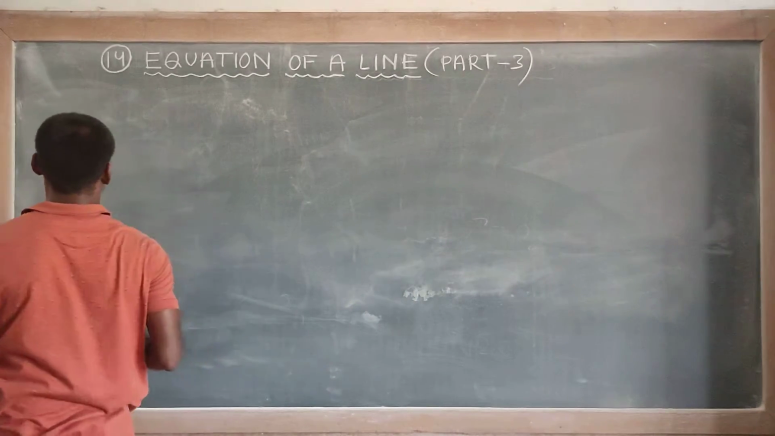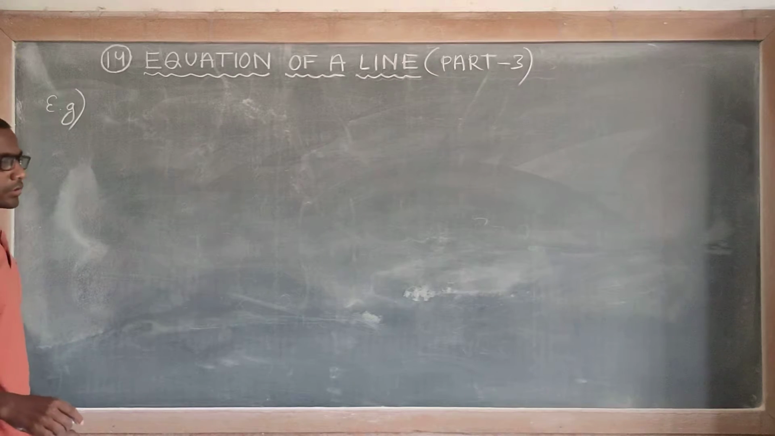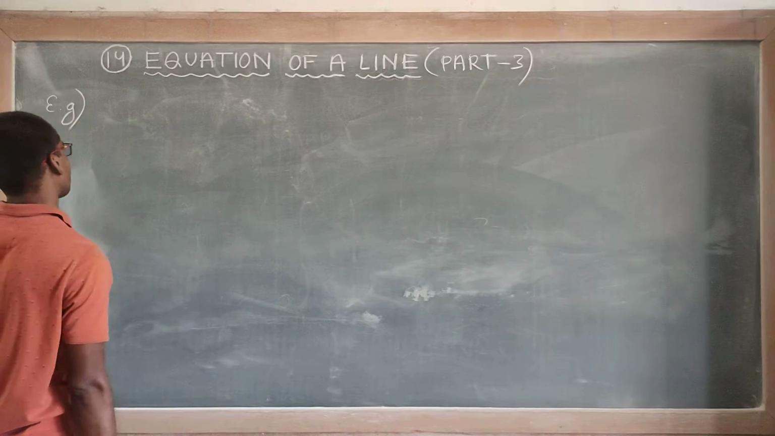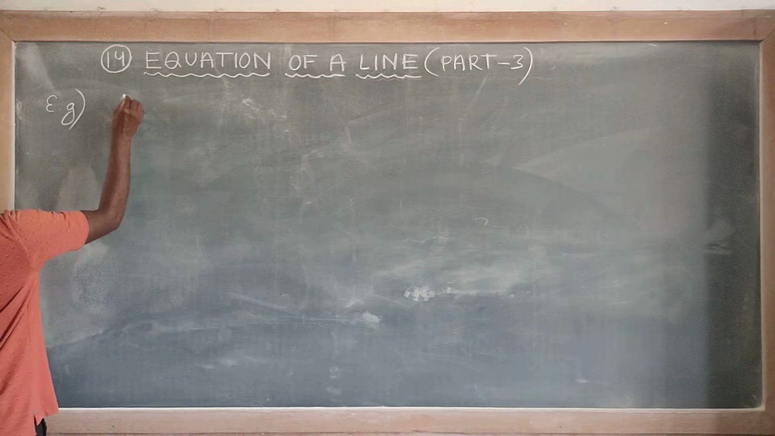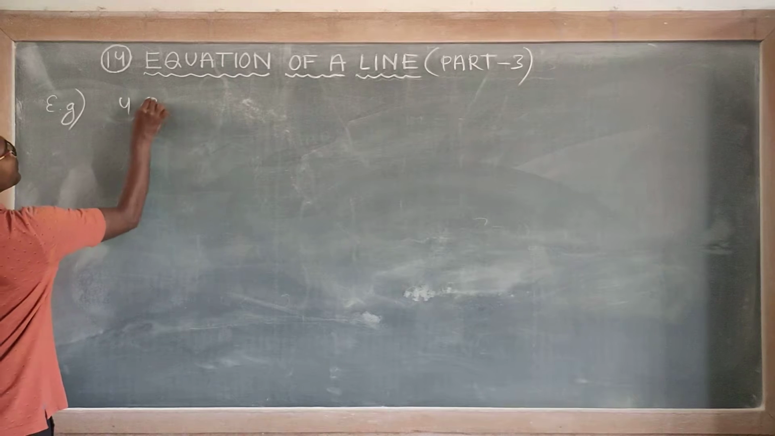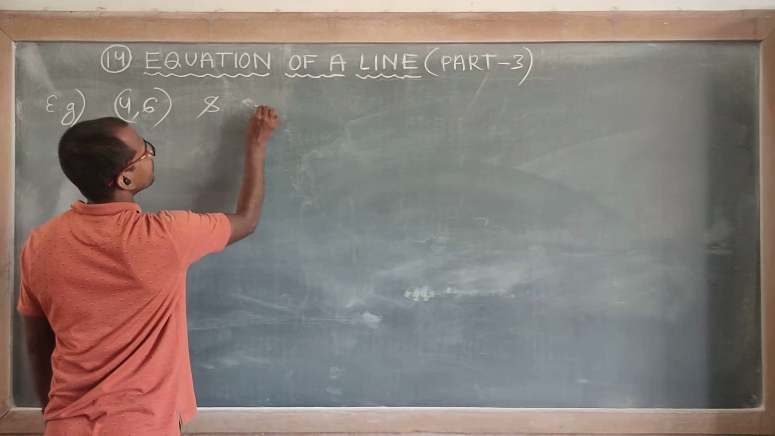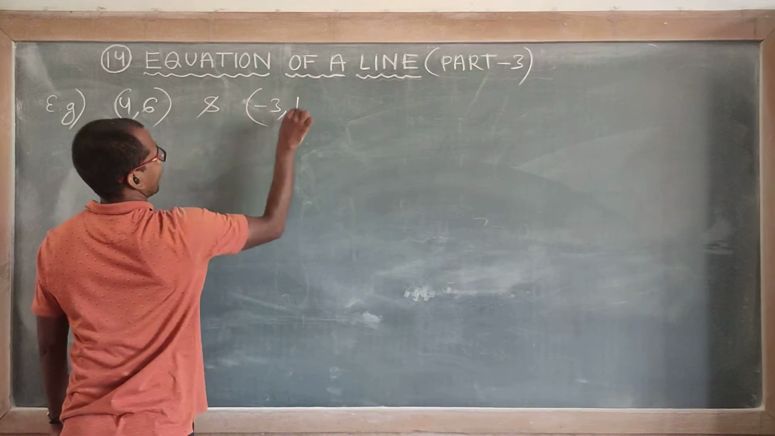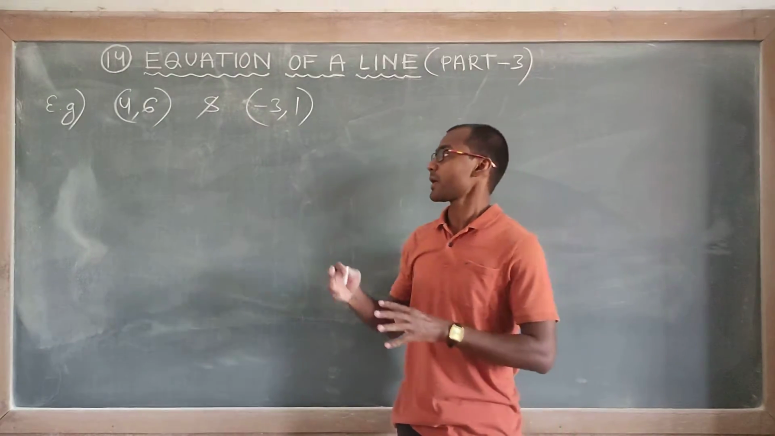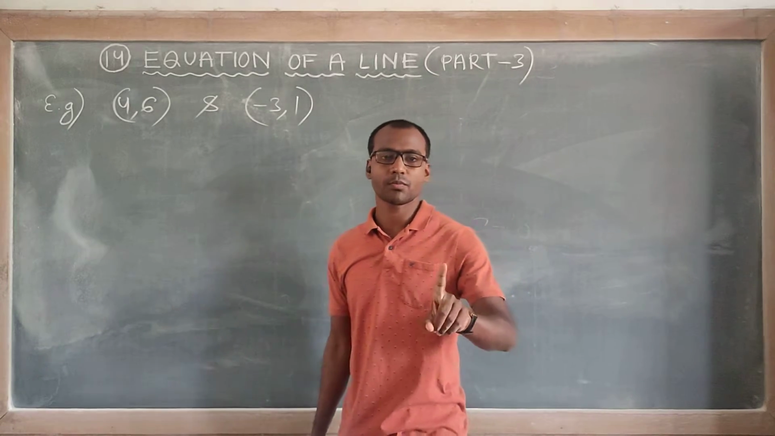Find the equation of the line. Okay, the example is: find the equation of the line which passes through the points 4, 6 and minus 3, 1. Two points are given here, but slope is not given, and we've been asked to find the equation of the line. I told you that slope is the most important part.